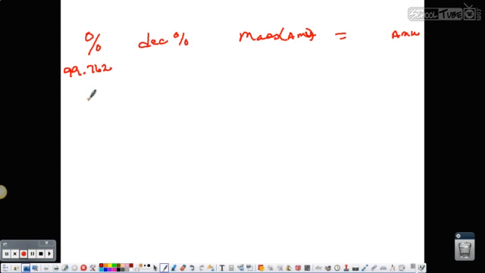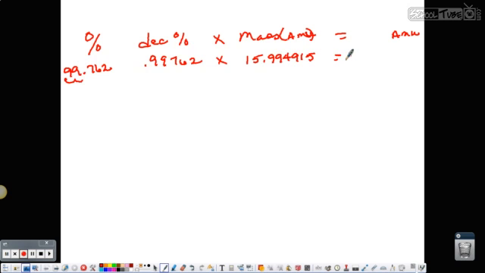99.762. Now, we're going to get the decimal percent. When I divide by 100, I'm going to move my decimal 2 places. So that's 0.99762. And I'm doing a times here, so times the mass, which is 15.994915.